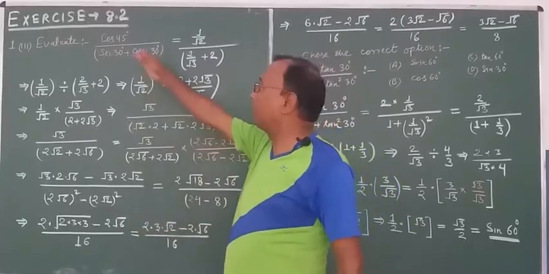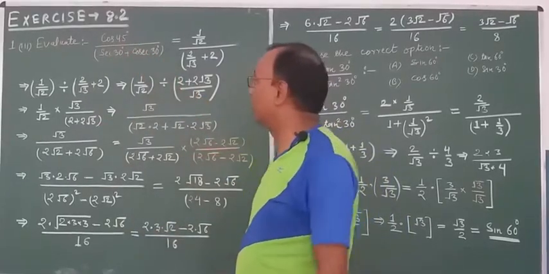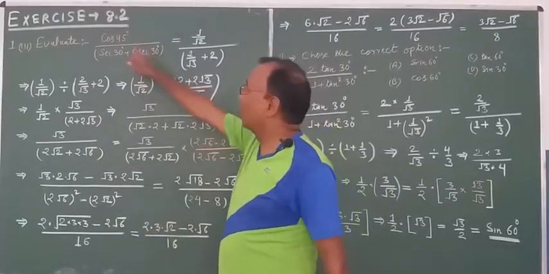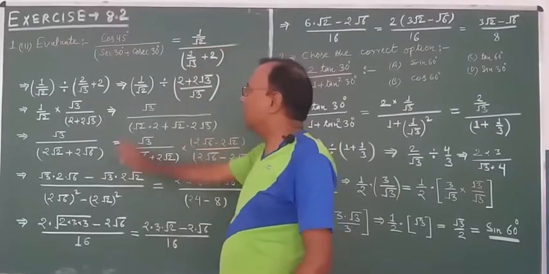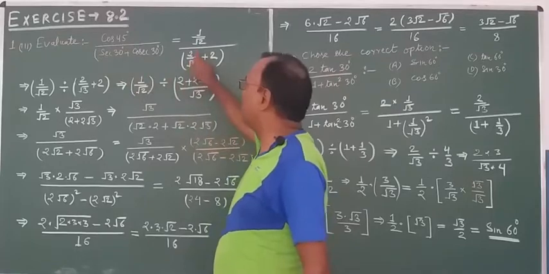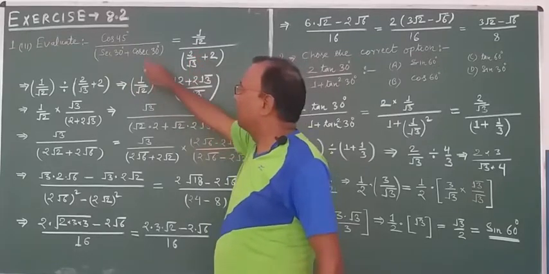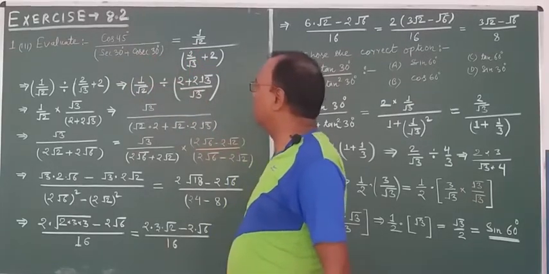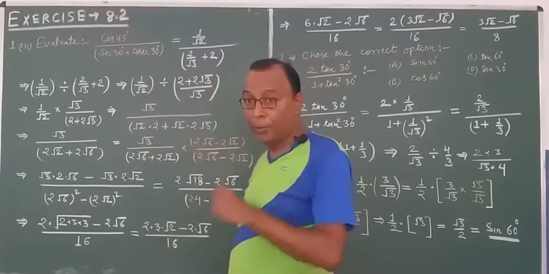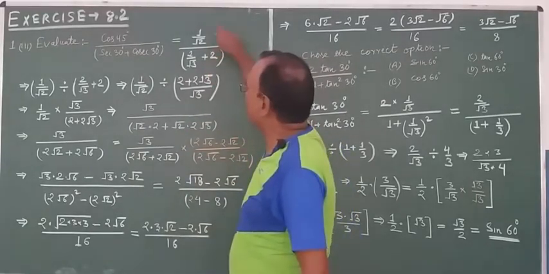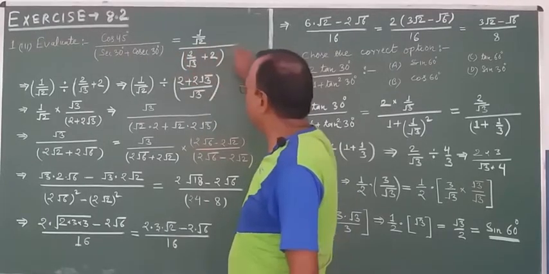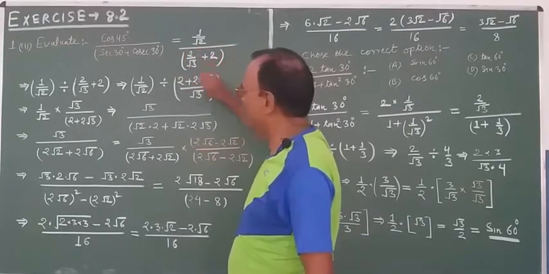Now simply put the values of these trigonometric ratios. Cos 45 is 1 upon under root 2. Sec 30 is 2 upon under root 3. Plus cosec 30 is 2, so we put here plus 2. Now, what is the meaning of this? 1 upon under root 2, and this whole is divided by 2 upon under root 3 plus 2.